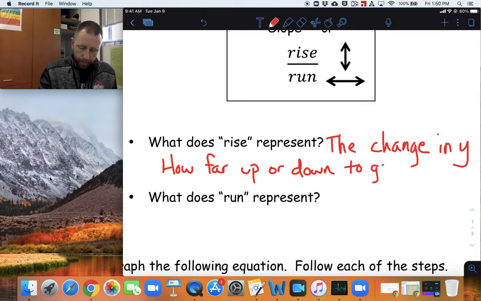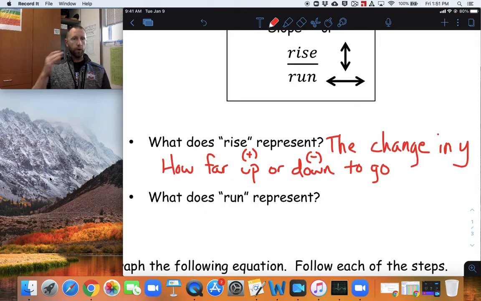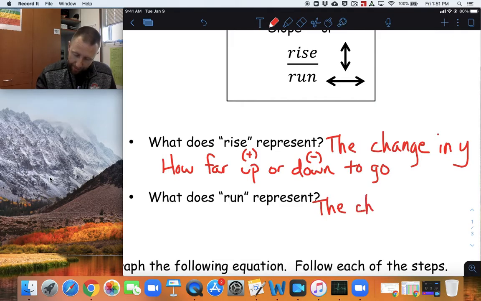Okay? And then above each of those, I'm going to put what tells us if we go up and what tells us if we go down. If it's a positive number, we're going up, and if it's a negative number, we're going down from one point to the next as we move from the left to the right, which is exactly what run represents, right? Run represents the change in x, and the x-axis is side to side, right? So the change in x.